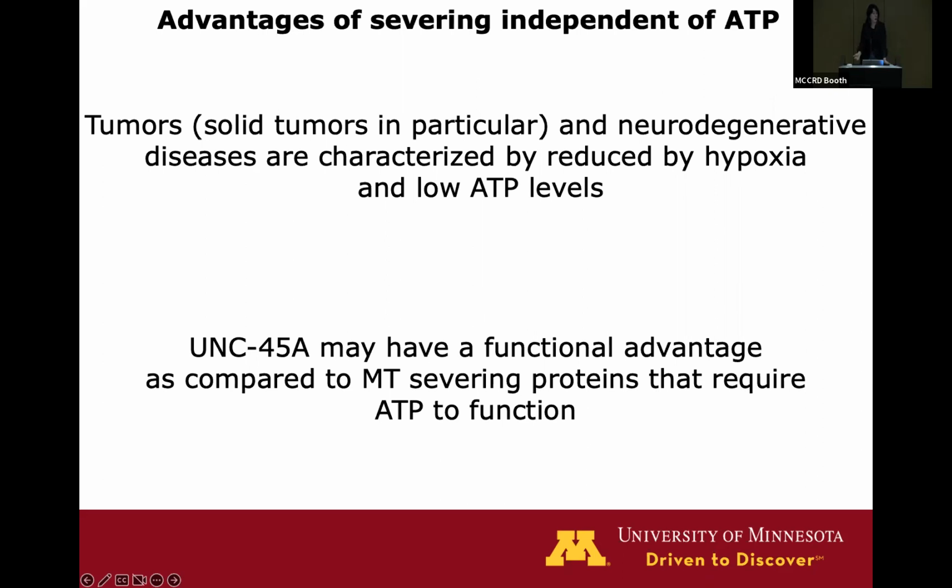The reason for that is that tumors, and particularly solid tumors, as well as neurodegenerative diseases, are characterized by hypoxia and low ATP levels. And this is a typo, forget about the typo. But they are characterized by hypoxia and low ATP levels. So it is possible that a protein like ANC45 could work under conditions in which ATP-requiring proteins wouldn't. And so that could give ANC45 this functional advantage over other proteins.